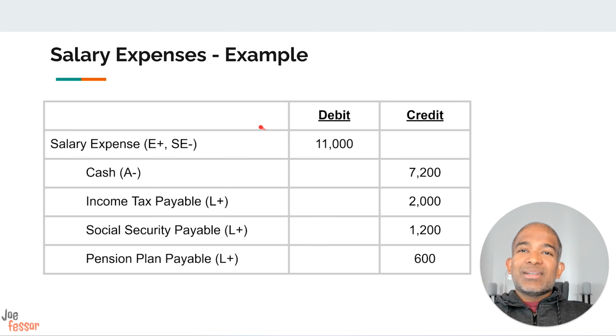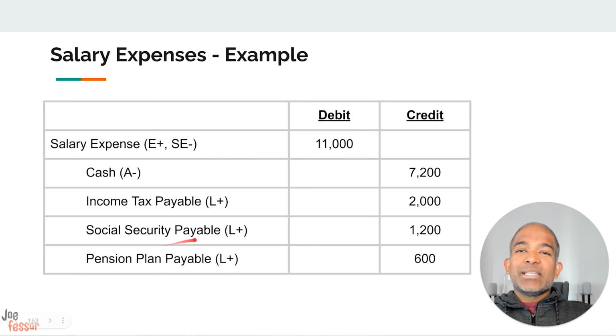Now let's record these transactions in the journal entries for the employer. First, we debit the salary expense account for $11,000. That's an expense that brings down your stockholders' equity. Then we credit cash account for Joe's net salary of $7,200 to reflect cash that has been paid to Joe. Next, we credit income tax payable account for the withheld income taxes of $2,000. So this will be a liability that will be paid later.